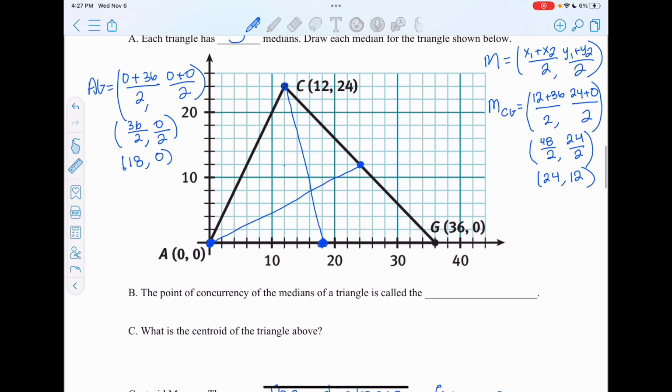And lastly, let's find the midpoint of side AC. So to find the midpoint of side AC, I need to add the x's. The x of A is 0, and the x of C is 12. And add the y's. The y of A is 0, and the y of C is 24. 0 plus 12 is 12, and 0 plus 24 is 24. 12 divided by 2 is 6, and 24 divided by 2 is 12. So the midpoint of that side is 6, 12 right here. And so the median of that side goes through the midpoint and connects it to the vertex.